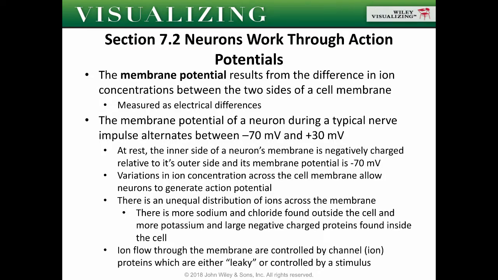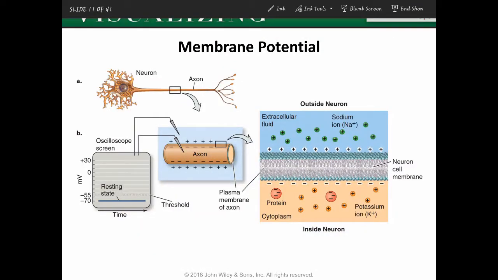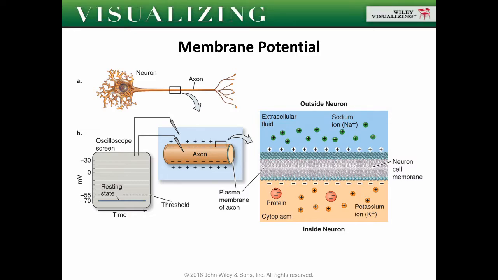Consider it like a convention, such as Comic-Con or an anime convention. A lot of people outside want to come in. Some people have a special VIP pass that lets them pass through. That's the leaky channel. But when the gates open, people rush in. That's what happens during the movement of ions across the membrane. So here is your membrane potential. As I said, you have two sides of the membrane. This is the extracellular side.